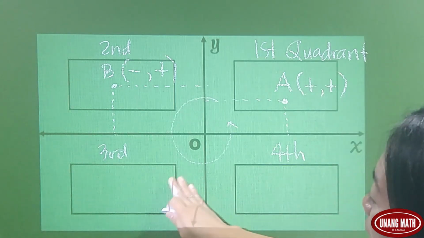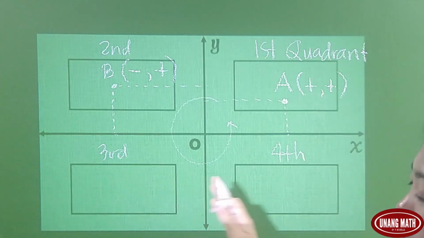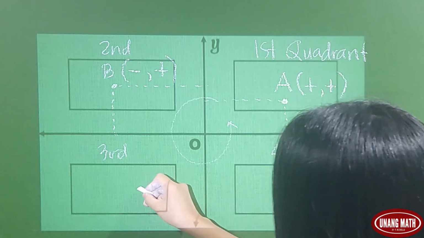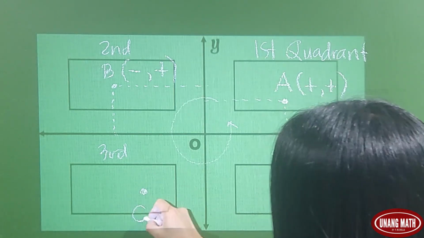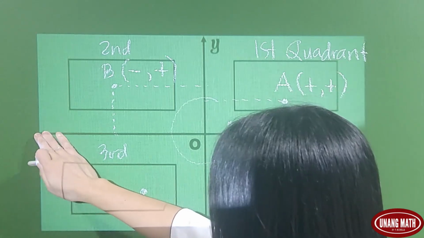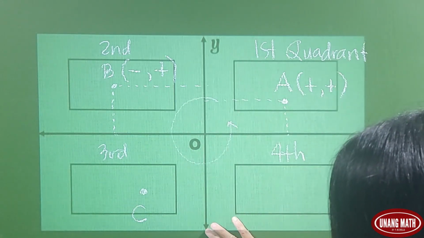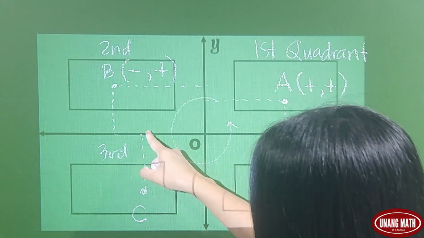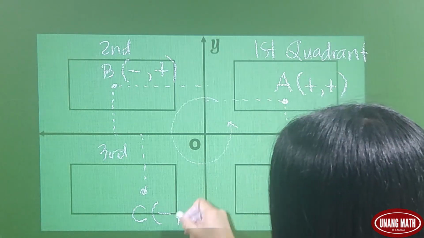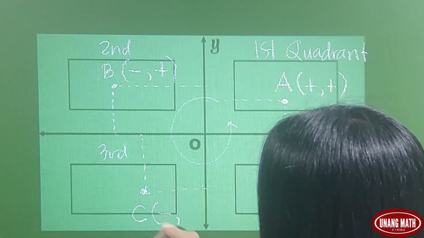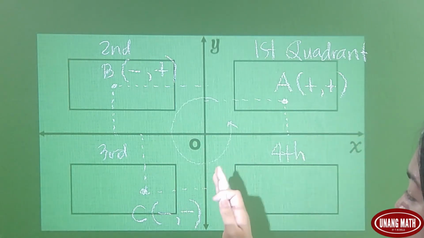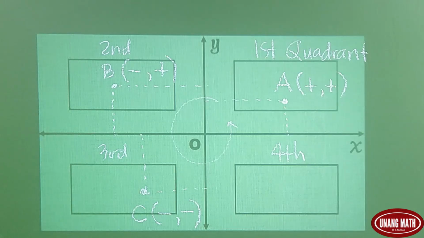Okay, moving on. Let's find out what are the signs of the x and y coordinates in the third quadrant. Let's say this is point C. All the numbers here are negative. All the numbers here are also negative. So it means the x-coordinate is a negative number and the y-coordinate is also a negative number. So in the third quadrant, both x and y coordinates are negative.